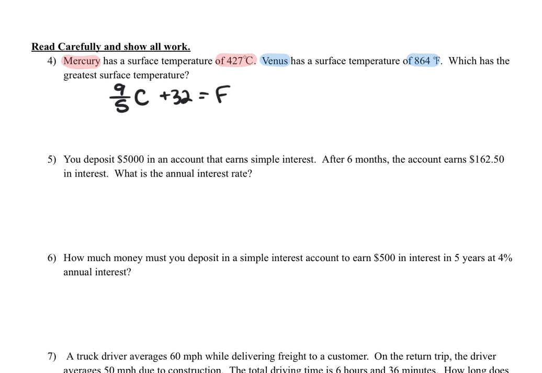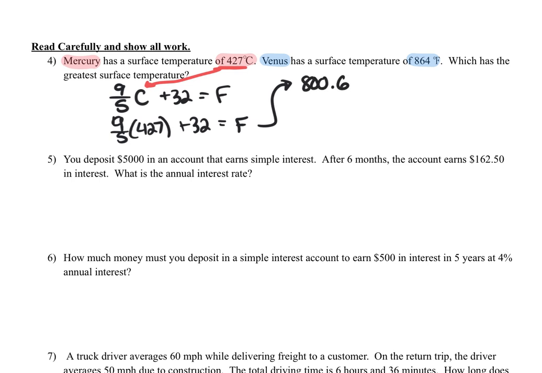So our C, remember, is this Celsius here, this 427. So I'm going to replace C with 427. So 9/5 times 427 plus 32 will be our Fahrenheit. So multiply first, before you add the 32, multiply your 9/5 by 427, and then add 32 to that. So I'm going to go, I ran out of space, so I'm going to write it here. 800.6 equals our Fahrenheit temperature.